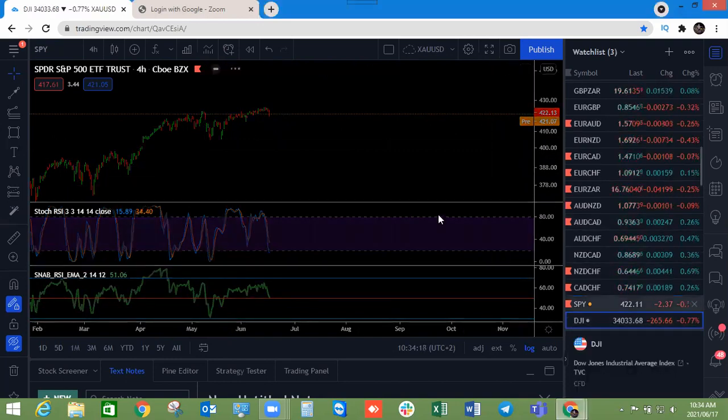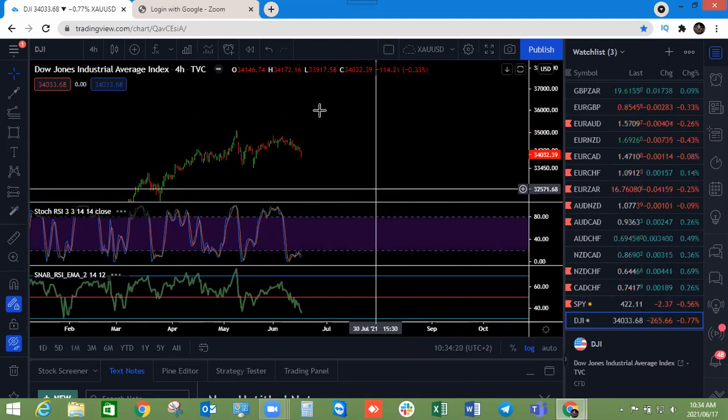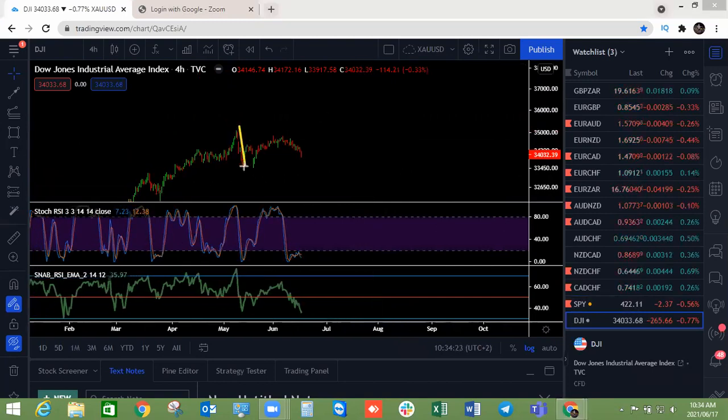Dow Jones is already playing out a similar structure. As you can see, it's the same structure we have been expecting: a move down, 3 waves up, and a move to the downside before any resumption of the move to the upside. That's what we've been expecting on the S&P 500.